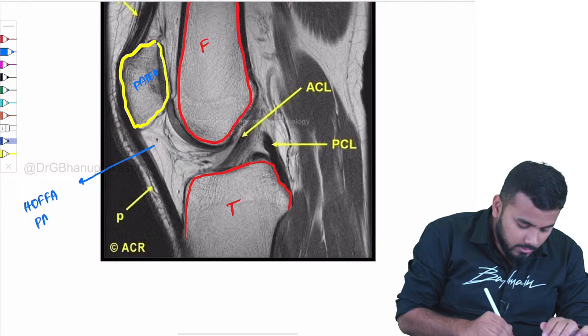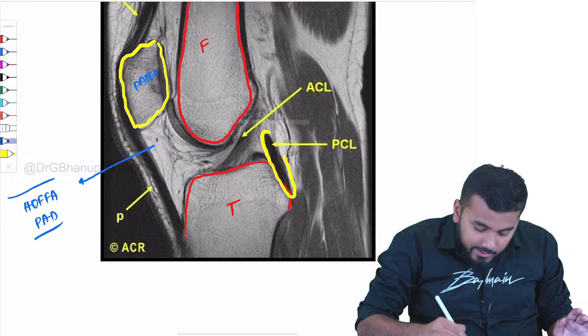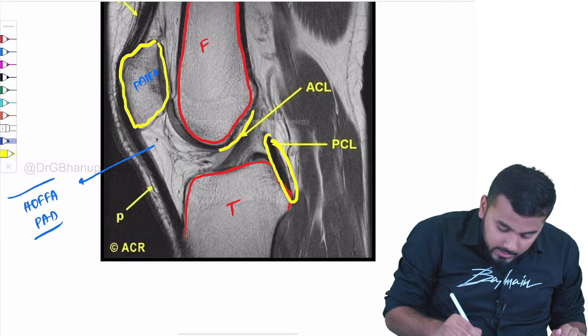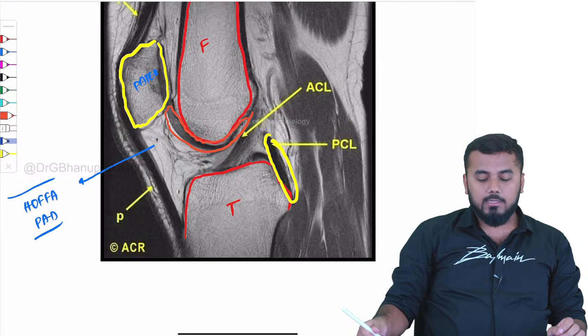Okay, now where is the ACL and PCL? ACL comes anteriorly, PCL stays back only. See this dark color thing you can see here. Again, I'm rubbing it. This dark color thing, this is your PCL. Then what is ACL? Look here. This part is your ACL, guys. This is your ACL. And backside you have got PCL. Clear?